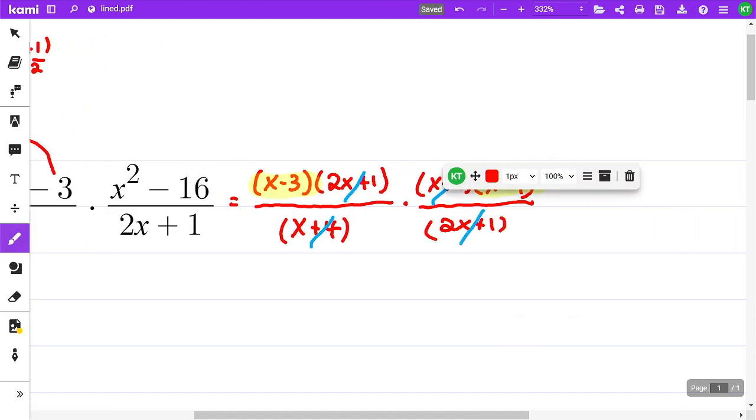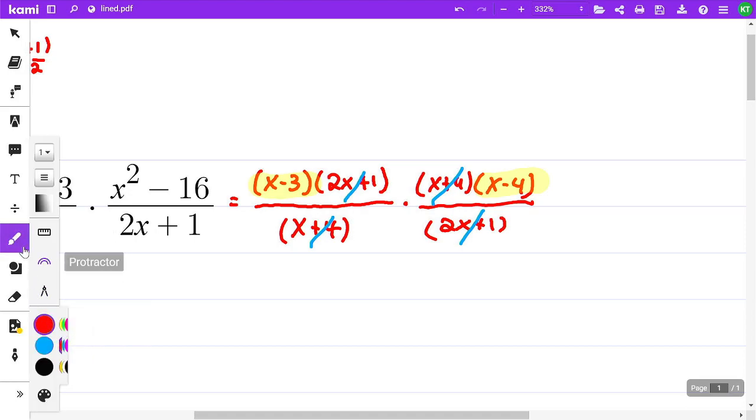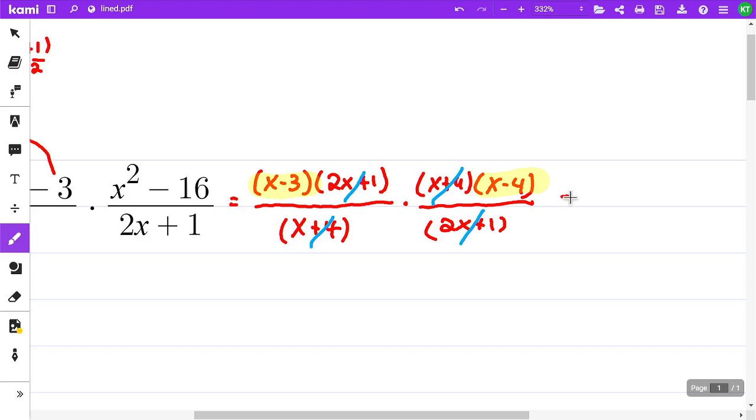And if I have nothing left on the bottom, that does not give us 0. That actually gives us 1, because when we divide something by itself, it gives us 1. So my end result here will be x minus 3 times x minus 4 divided by 1. Or if you want to just leave it as x minus 3 times x minus 4, that would also work.